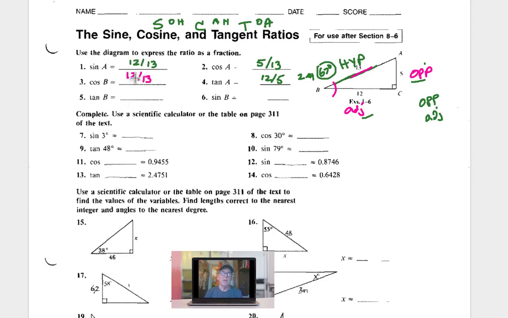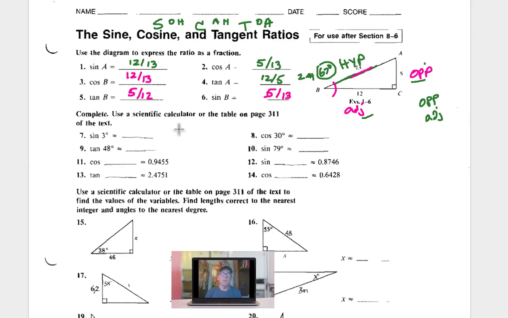Notice that the sine of A is the same thing as the cosine of B. You're using opposite angles, so adjacent and opposite switch places. Let's look at tangent of B. Tangent is opposite over adjacent. The opposite side to B is a 5. The adjacent side is a 12. 5 over 12. And sine of B is opposite over hypotenuse. We have 5 over 13.